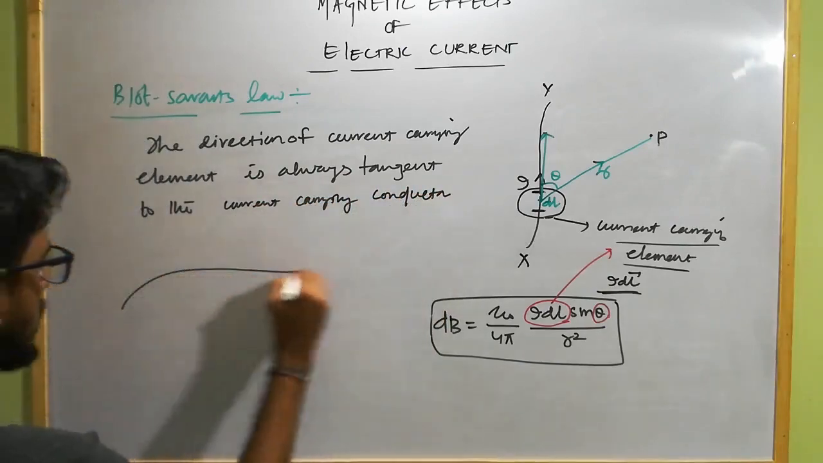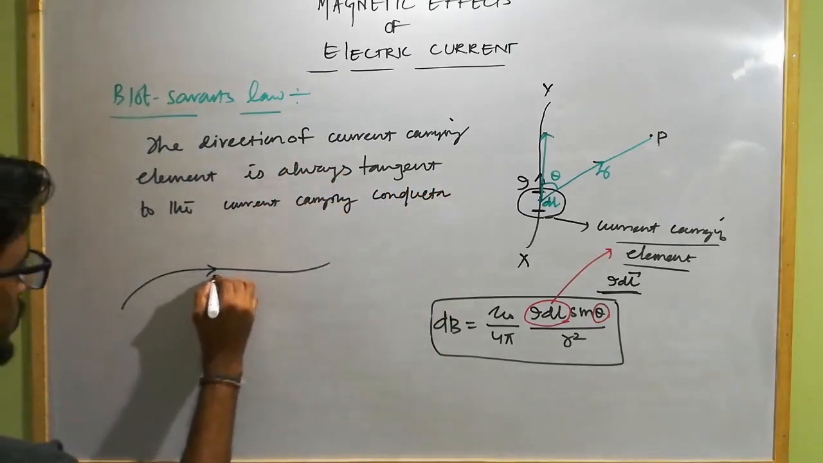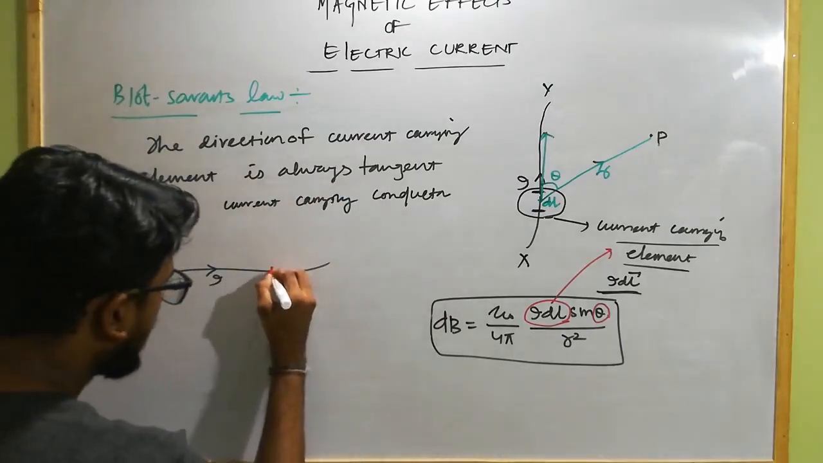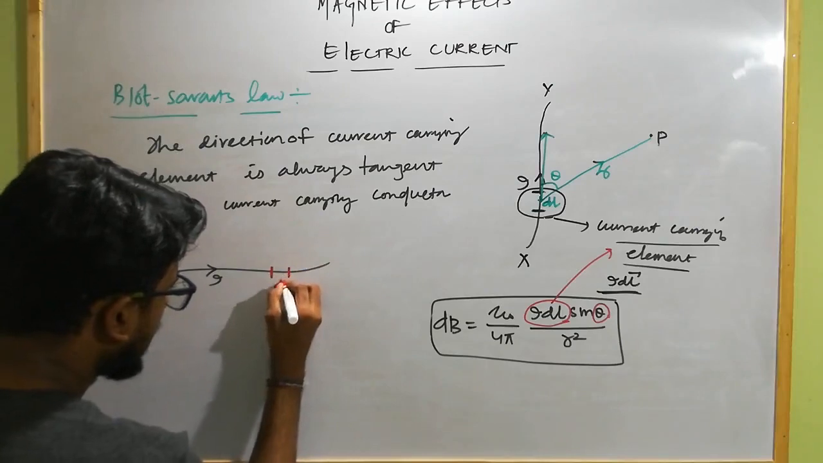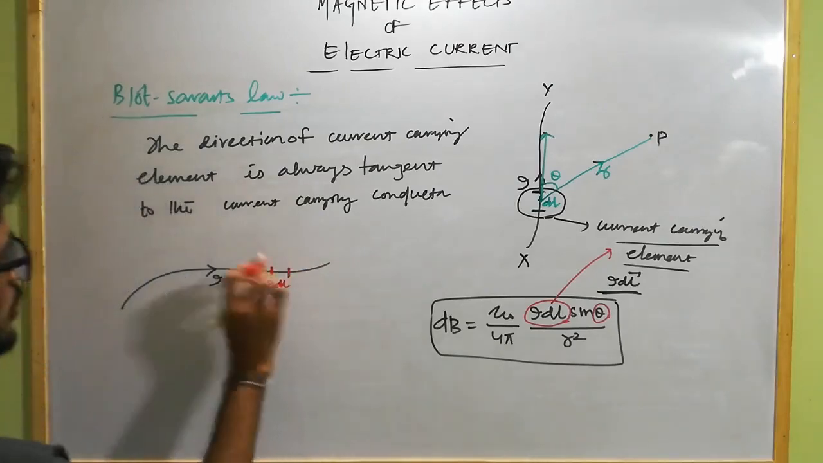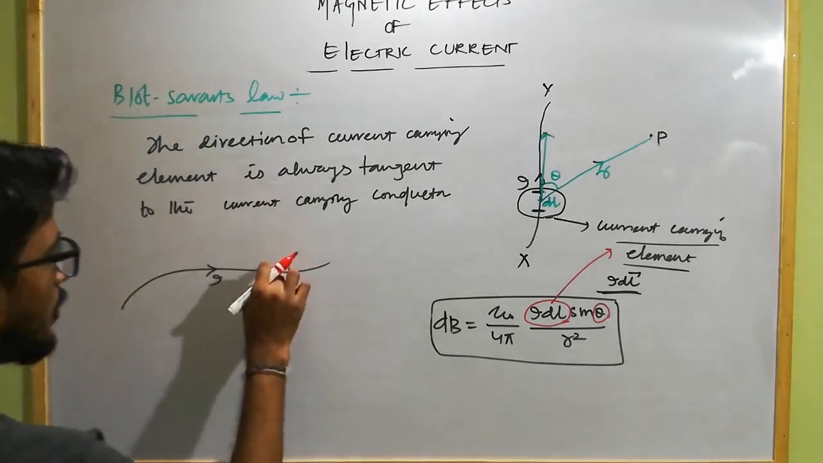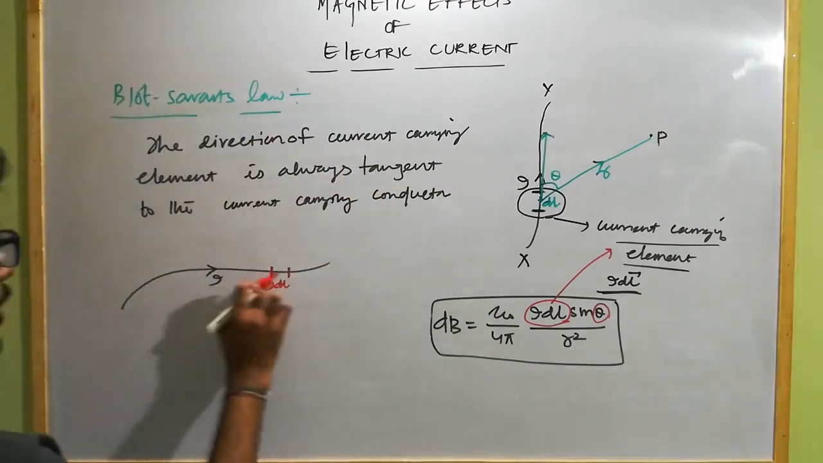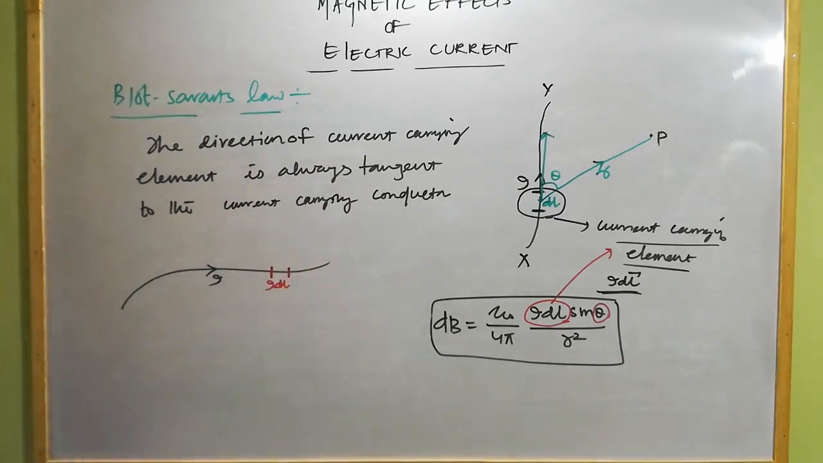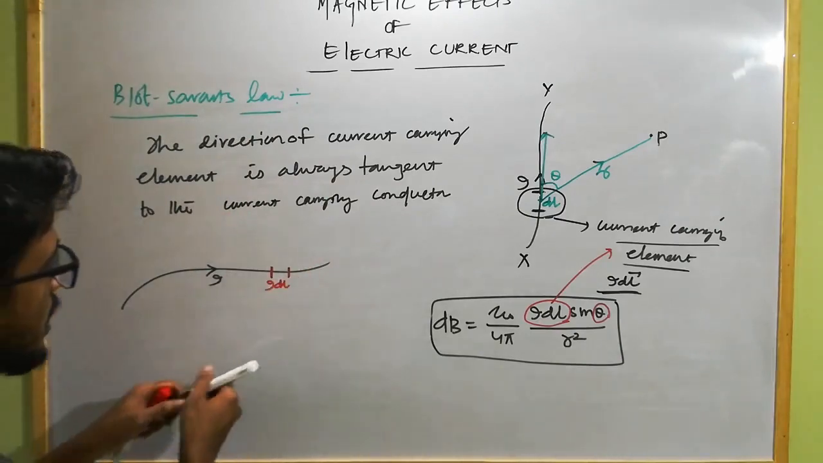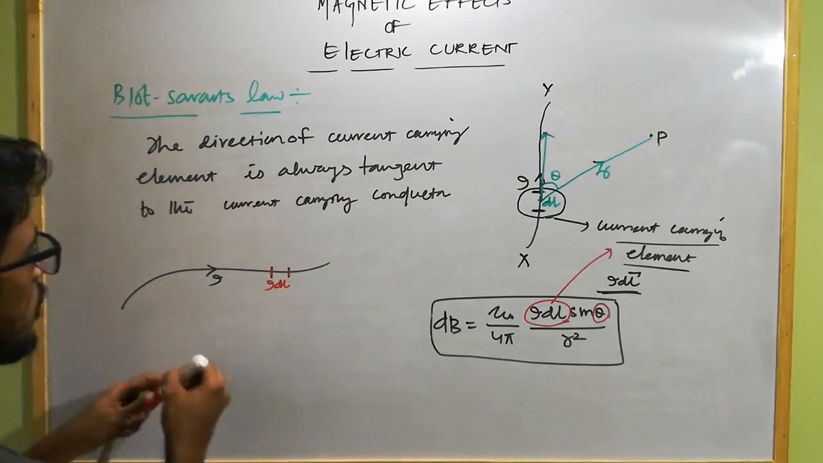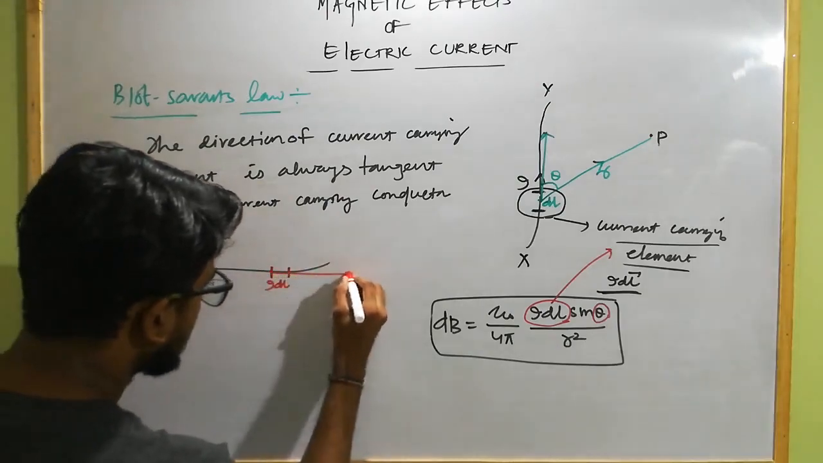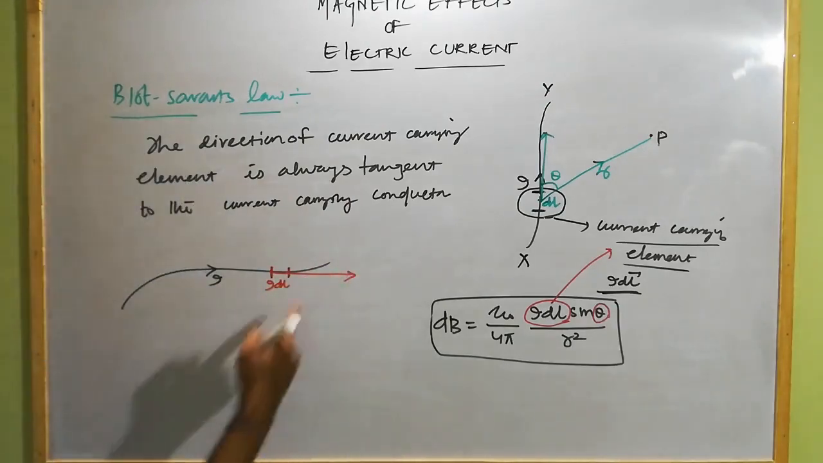For example, if this is a current carrying conductor and current I is flowing through it, and I assume a current carrying element at this portion, of length dl, with I flowing through it. You can assume the current carrying element according to your choice. What will be its direction? Its direction will be tangent to the current carrying conductor. As the conductor is curved here, the tangent will be like this. So this is the direction of the current carrying element at this point.